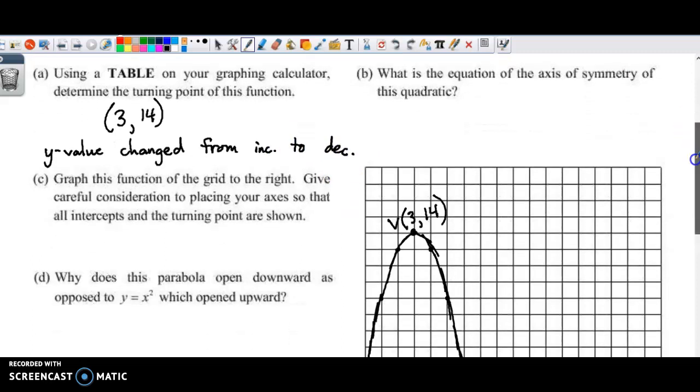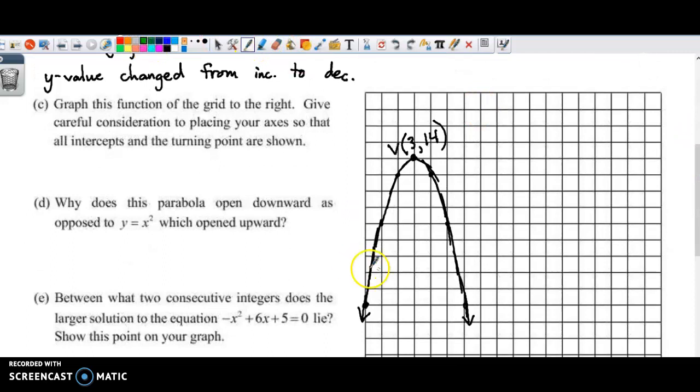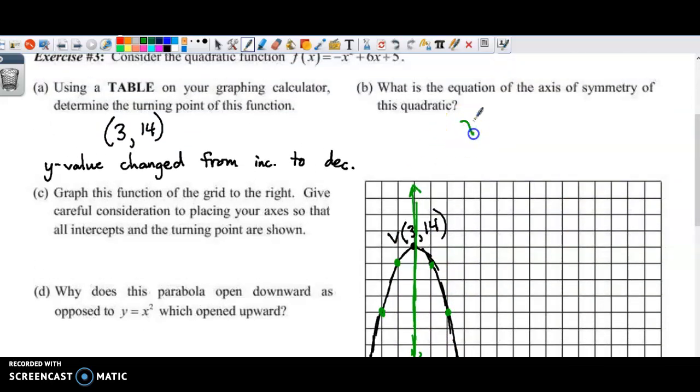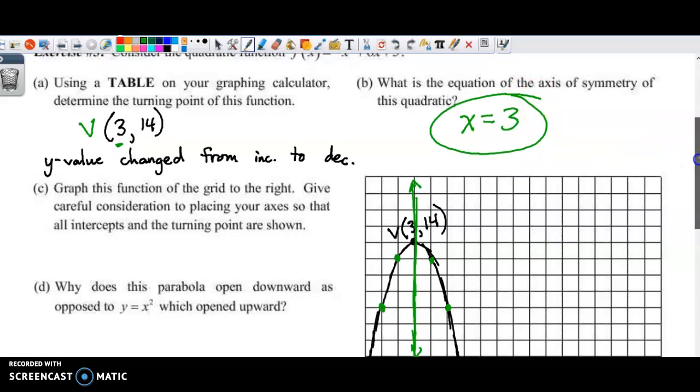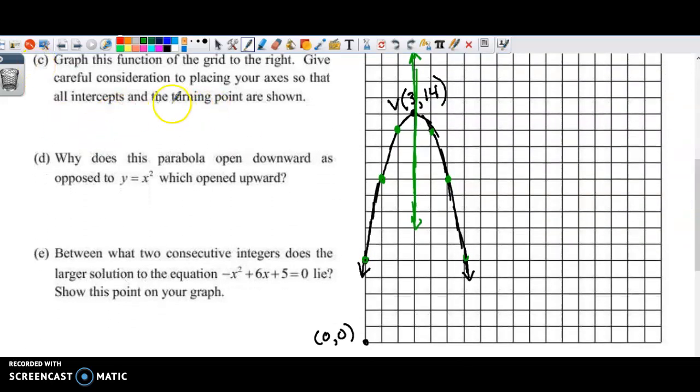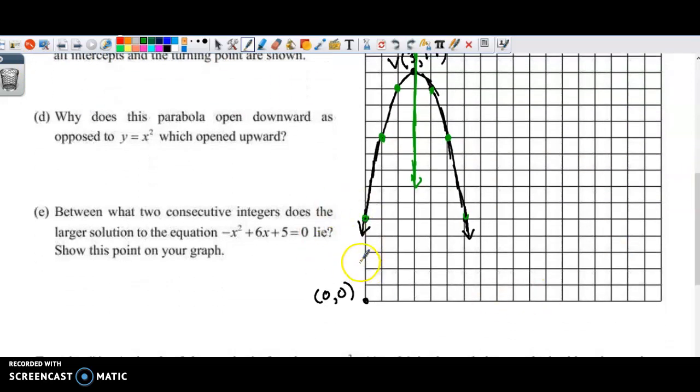You probably noticed that I also picked out this point and reflected it over, and this time my axis of symmetry is this vertical line. It's still a vertical line, and if you remember that shortcut I mentioned before, it's always the x-coordinate of the vertex. I should write down V for vertex. And we already did part C. It also wants all intercepts and turning points shown. Right now I'm missing some of my intercepts and turning points.